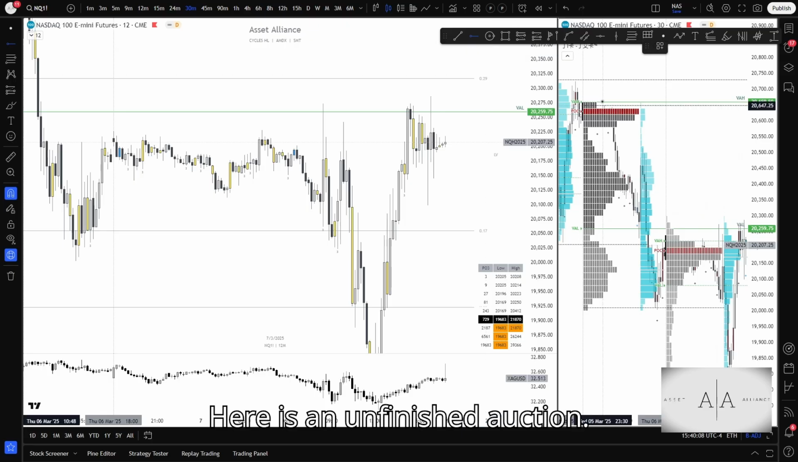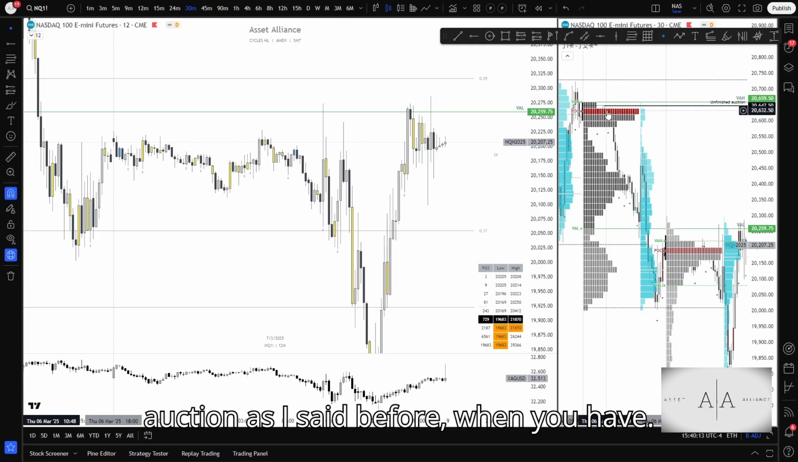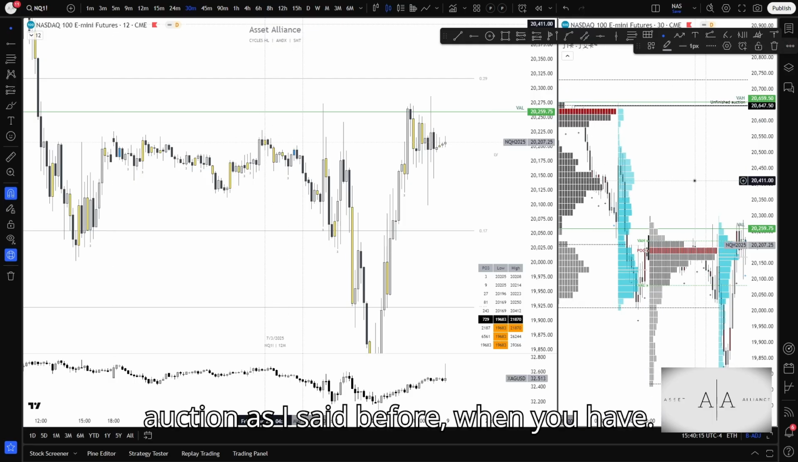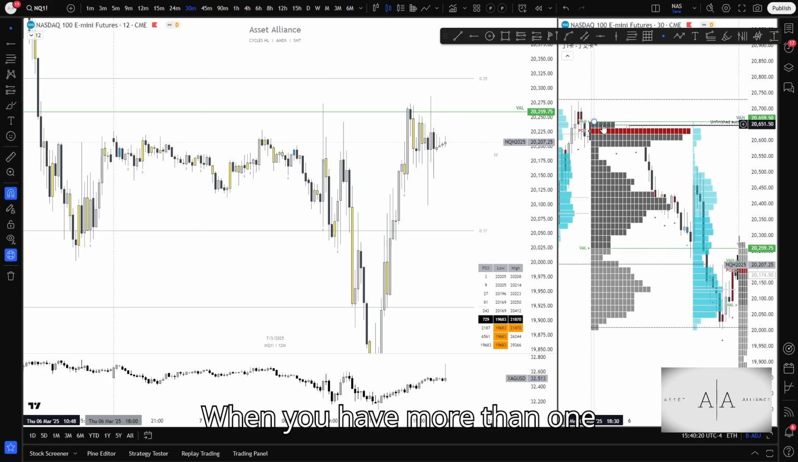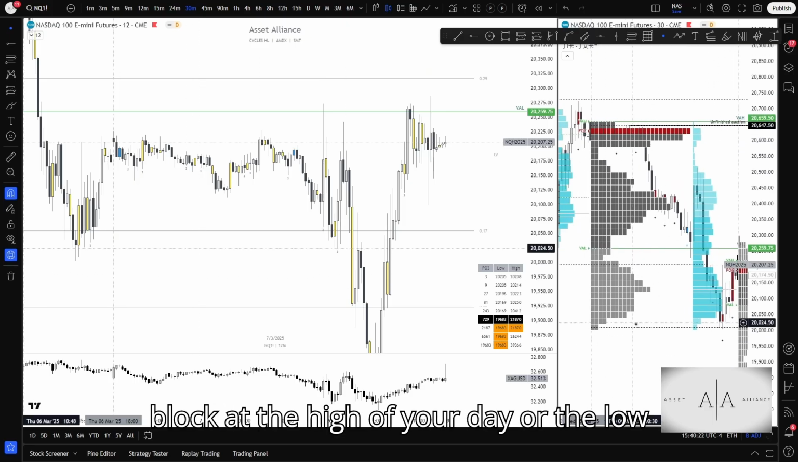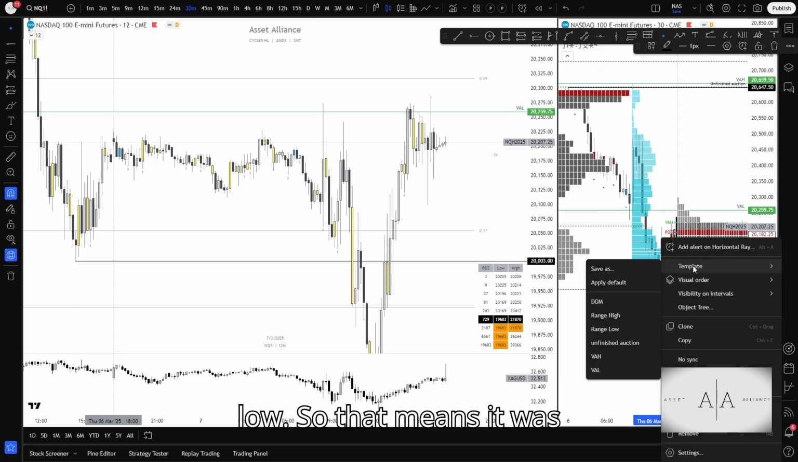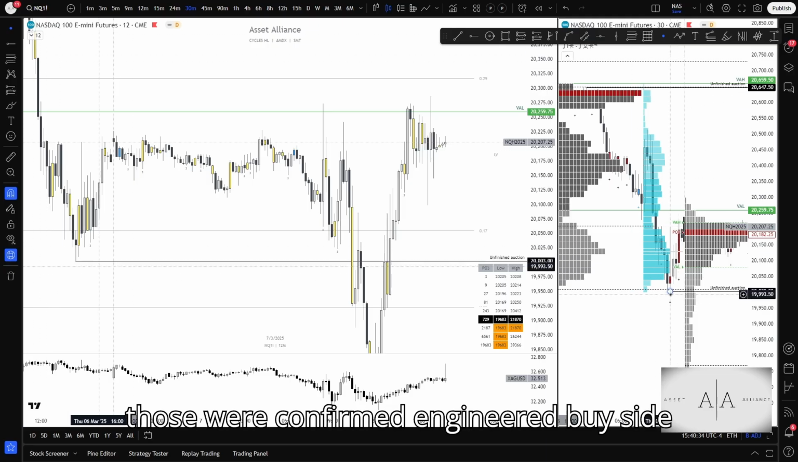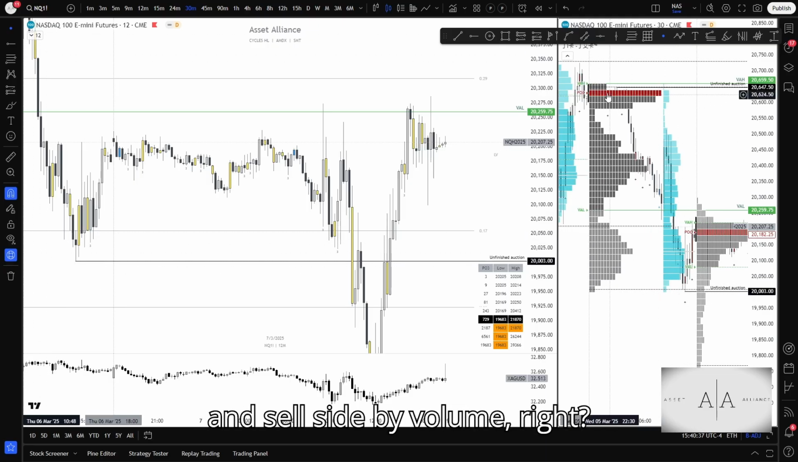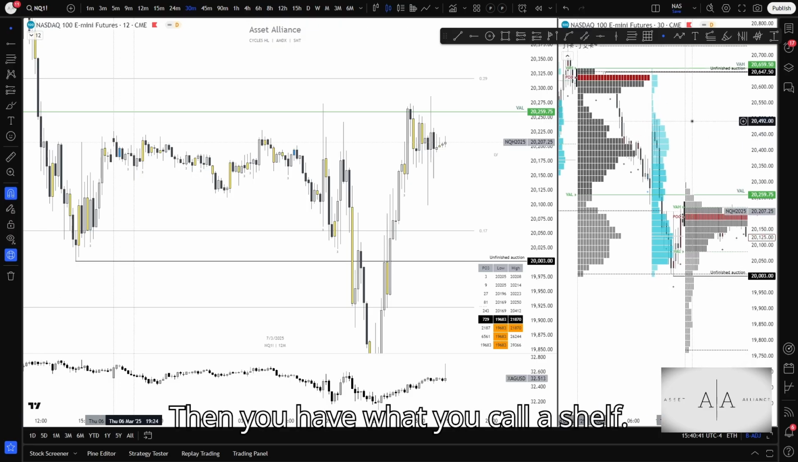Here is an unfinished auction. So what does that mean, unfinished auction? As I said before, when you have more than one block at the high of your day or at the low of the day, that is an unfinished auction. Same for here. You had an unfinished auction at your previous day low. So that means it was sell side and buy side liquidity, but those were confirmed, engineered buy side and sell side by volume, right?